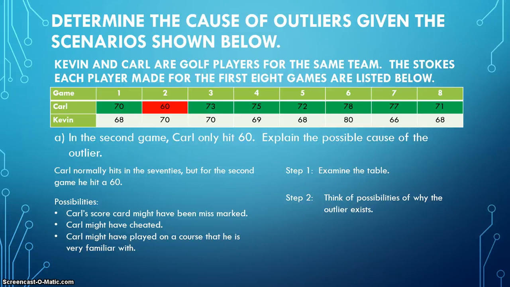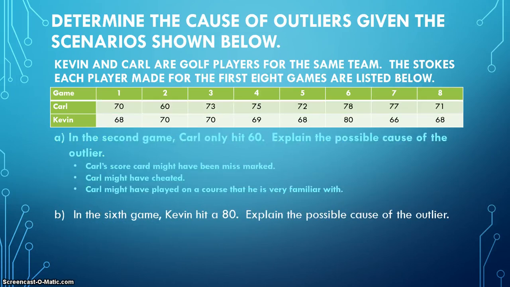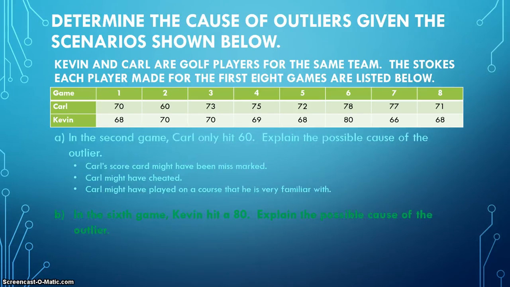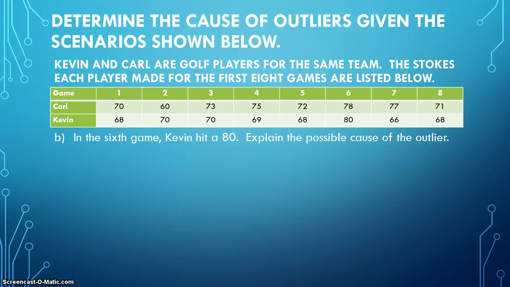As you can see, the possibilities are: Carl's scorecard might have been mismarked, Carl might have cheated, or Carl might have played on a course that he is very familiar with. We don't know. That's why we do the brainstorming, and that's why we come up with these possibilities. All these possibilities could be a cause of that outlier. So those three could be our possible answers here. Now, having those, we're going to hop over to part B and talk about Kevin and his 6th game. Looking at it, it says in the 6th game he hit an 80, so that's the different one. We want to explain why.